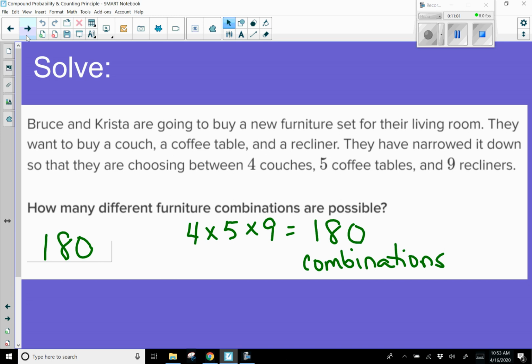Bruce and Krista are going to buy a new furniture set for their living room. They want to buy a couch, a coffee table, and a recliner. They have narrowed it down so that they are choosing between 4 couches, 5 coffee tables, and 9 recliners. So 4 times 5 times 9. 4 times 5 is 20, and 20 times 9 gives you 180 possible combinations.